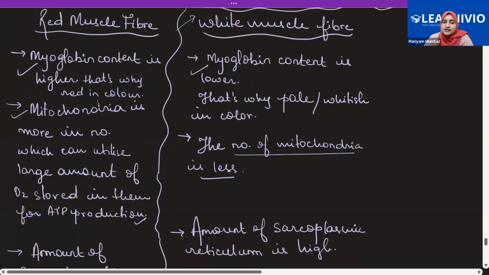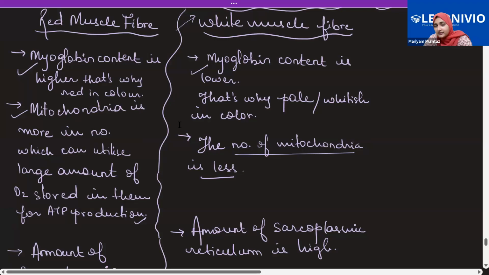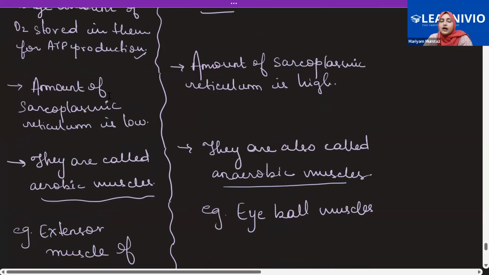Remember that in red muscle, mitochondria are more in number because they can use a lot of oxygen and help in ATP production. But in the white muscle fiber, mitochondria are less in number. The amount of sarcoplasmic reticulum is low in the red muscle fiber and it is high in the white muscle fiber.